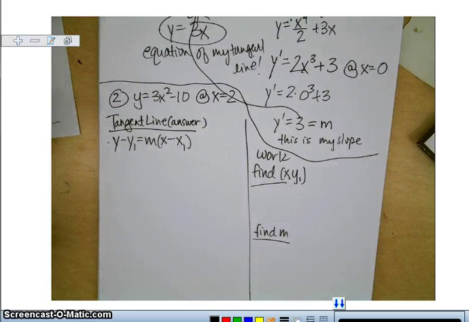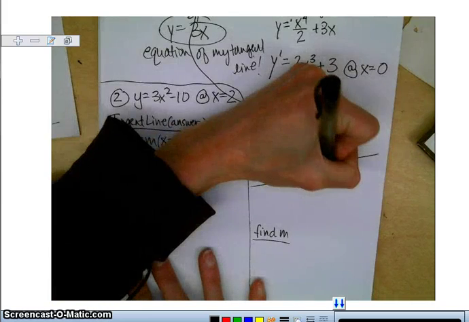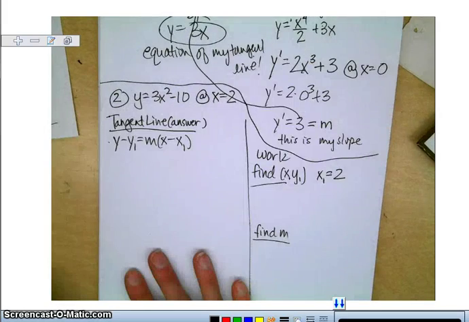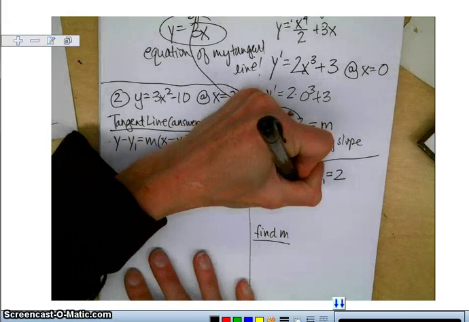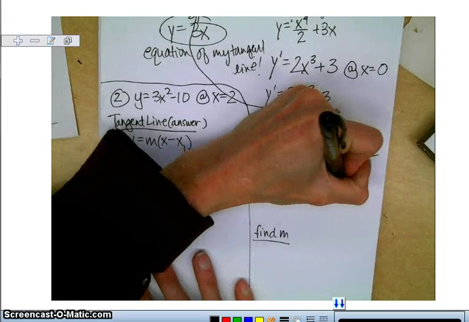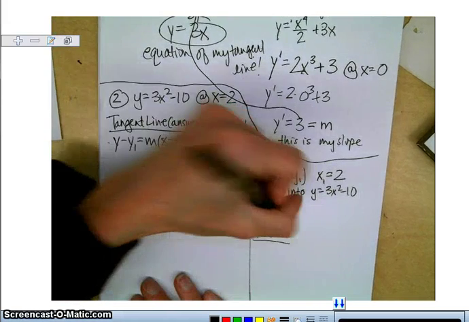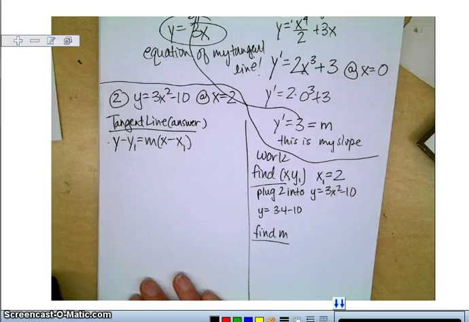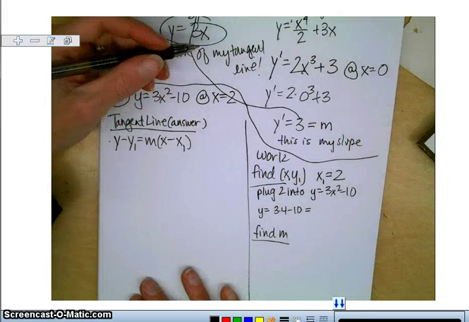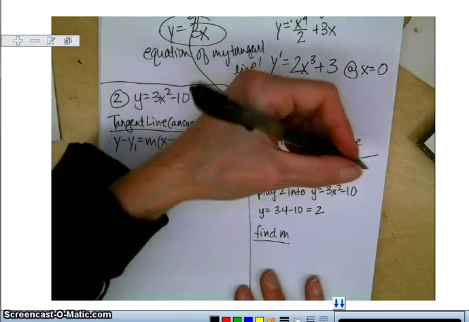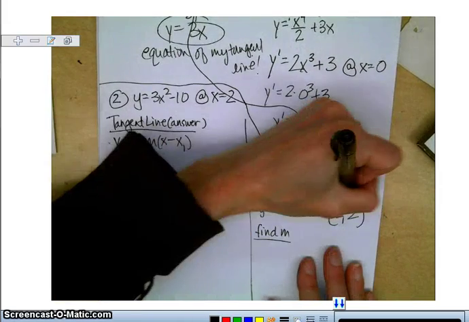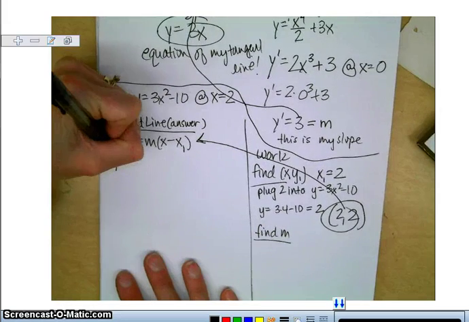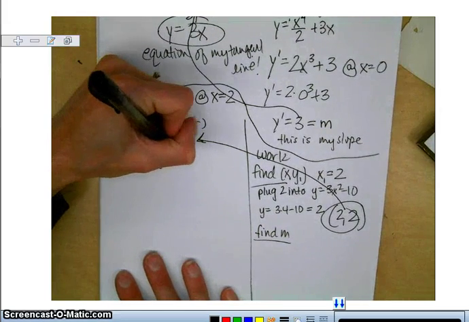All right, so how do I find x1 comma y1? x1 is given, so x1 equals 2. So now how do I find y1? Plug 2 into y equals 3x squared minus 10. So y is 3 times 4 minus 10, or what? 2. All right, so what's our x1, y1? 2 comma 2. So now I can take that and put it up here. So y minus 2 equals m times x minus 2.